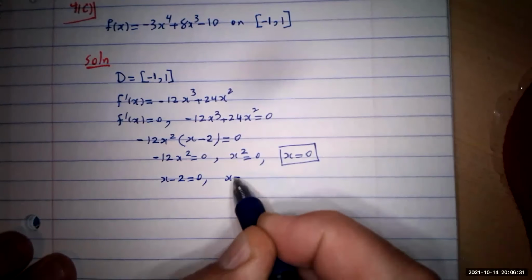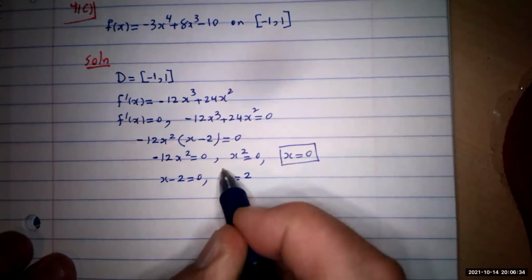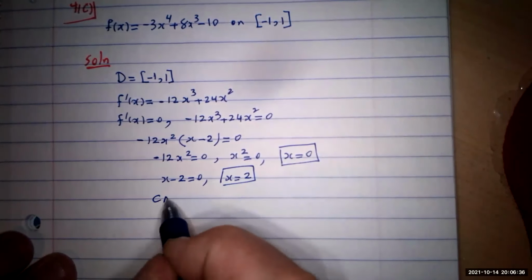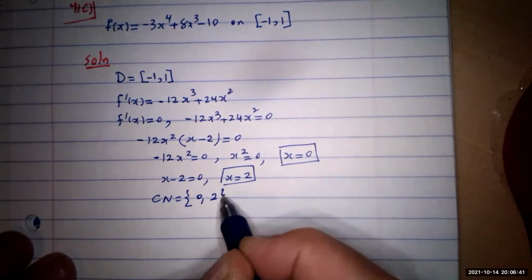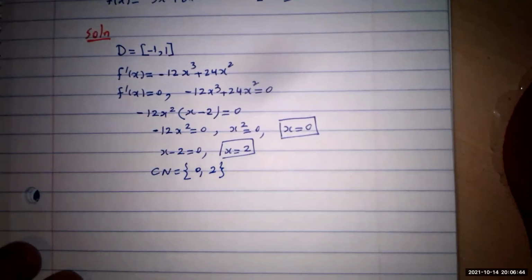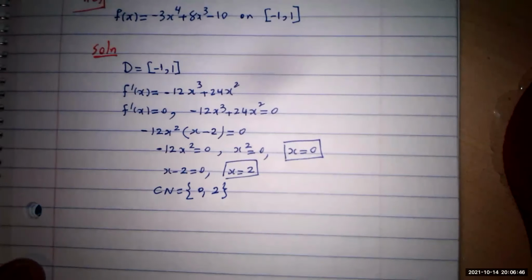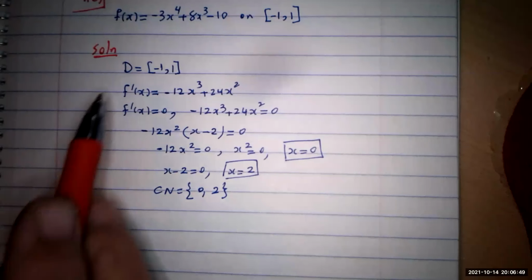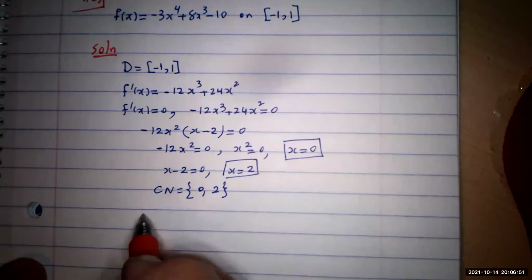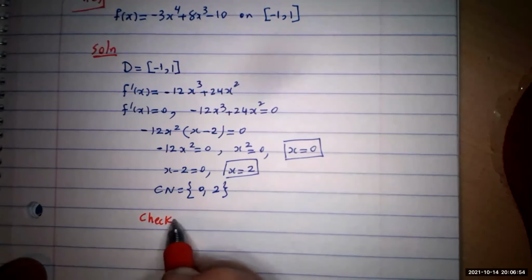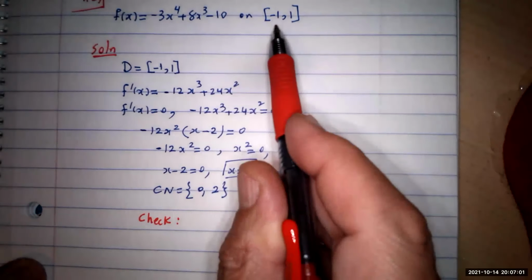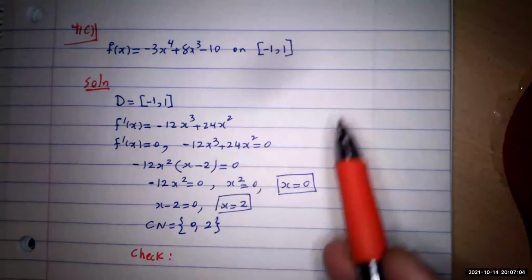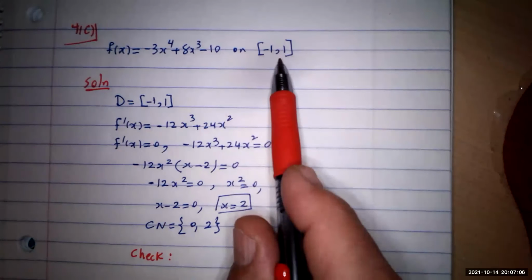So that gives us x equal to 2. That's it. So we have two critical numbers, going to be 0 and 2. Any question? You check what's happening in here. Remember the domain that you have is negative 1 to 1. 0 is inside of negative 1 and 1, but 2 is not. You see, 2 is outside.